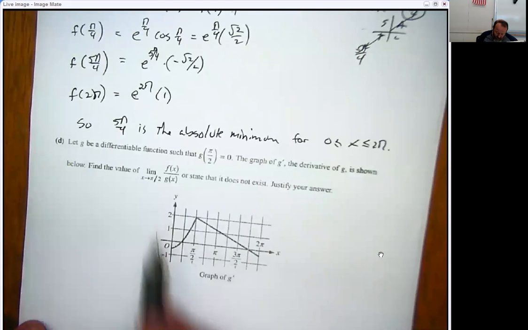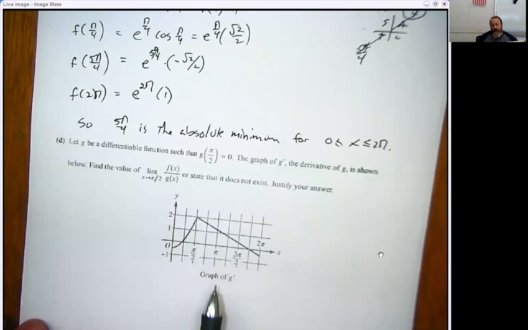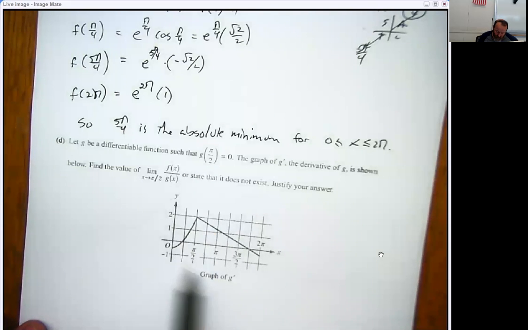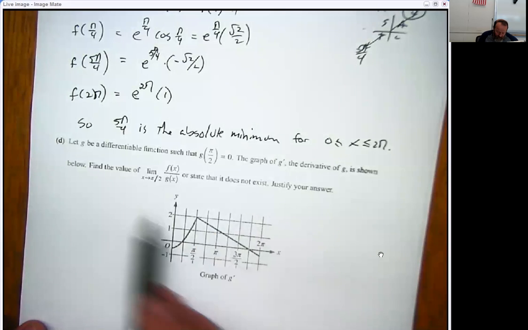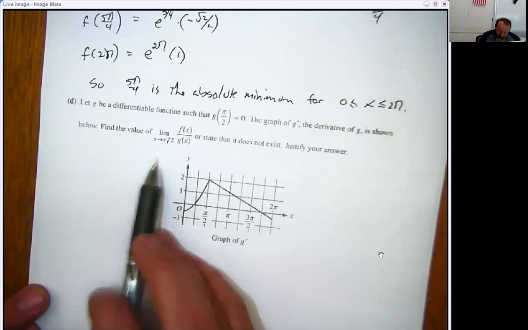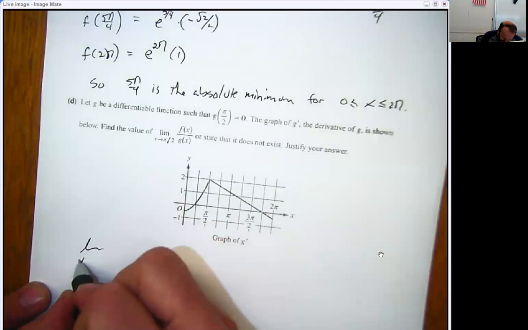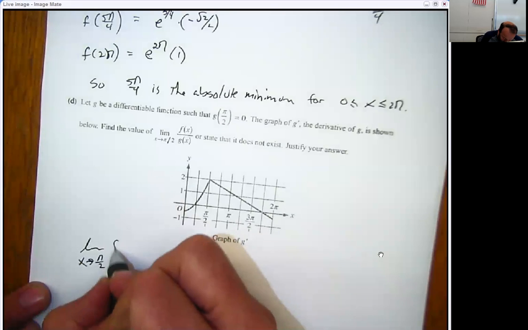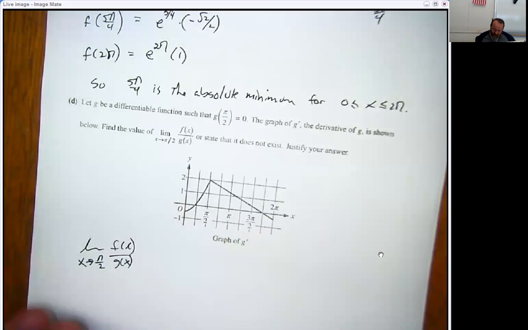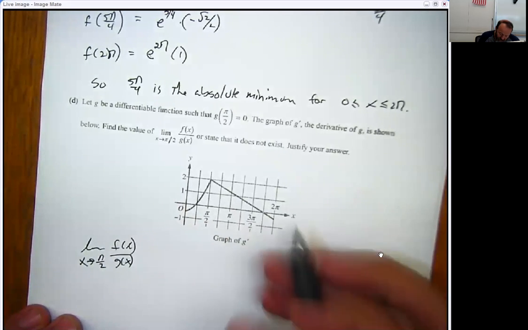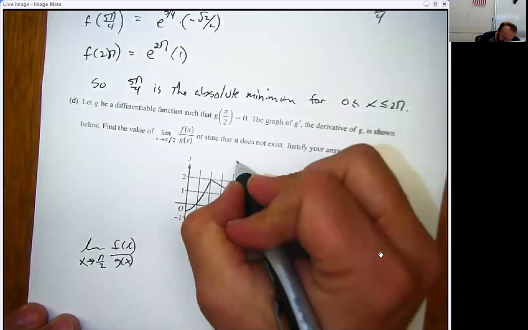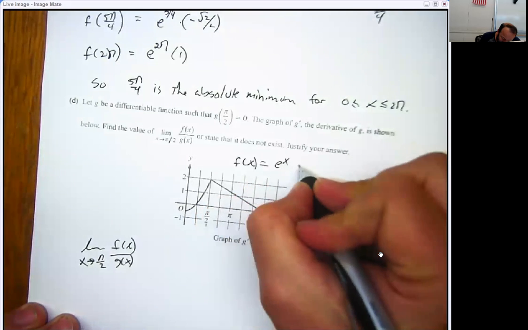G is some function. Now notice this is G prime. That's real tricky because they're saying something about G, but they're talking about this graph being G prime, and it's asking for this limit. So let's see, what is the limit as x goes to pi over 2 of f of x over g of x? Well, when you look at f of x, which of course was e to the x cosine x, for some reason I have a hard time remembering that.